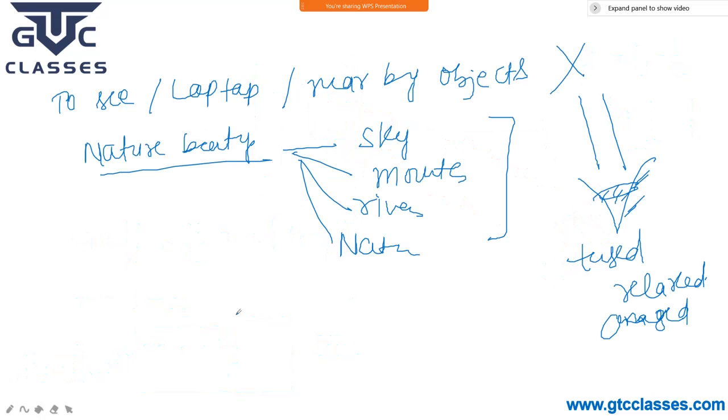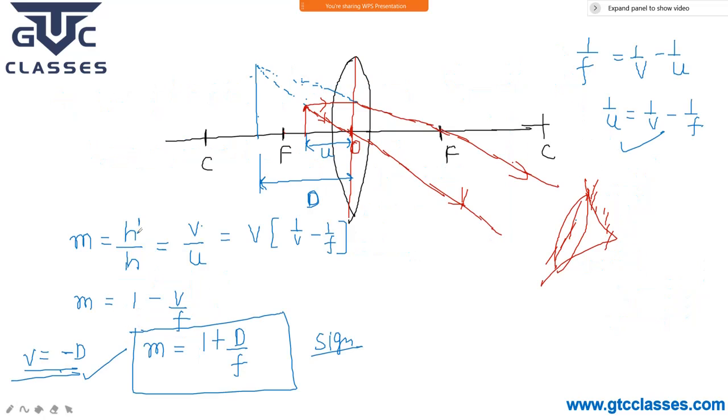What we want is that in our eye, whatever rays are coming, they should come as parallel rays. That means they should come from infinity, so that our eye feels relaxed. We call this the relaxed eye condition. This is the stressed eye magnification.